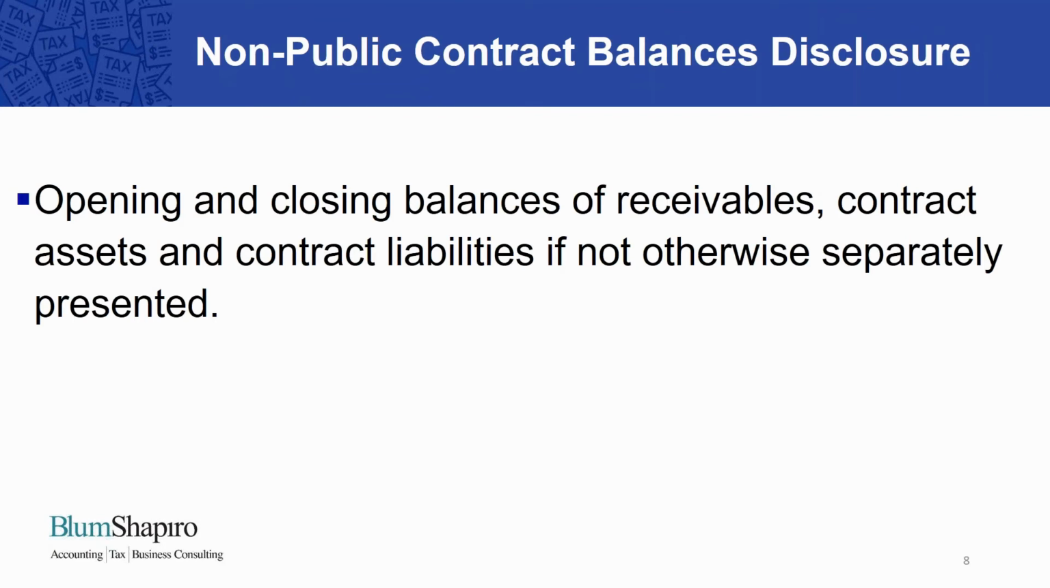The next required disclosure for private companies are contract balances. Under the standard, the private company is required to disclose the opening and closing balance of receivables, contract assets, and contract liabilities, if it's not otherwise separately presented in the financial statements. So let's take a look at what a contract balance disclosure will look like in a set of financial statements.